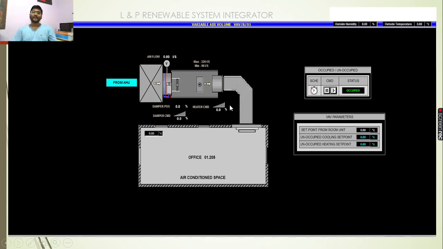During winter times, the cooling will be more, so in such occasions, in order to maintain the temperature, we have to use the heaters. When the command is given to the heaters, the thyristors will be on, and it will be heating the air which is coming from the AHUs.